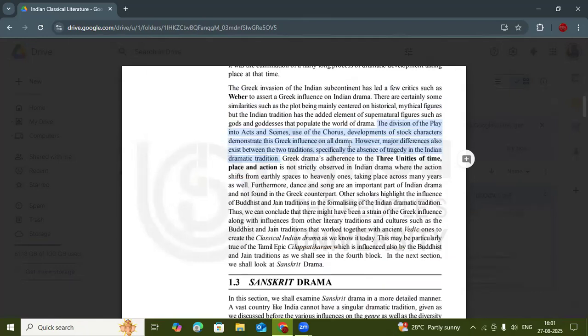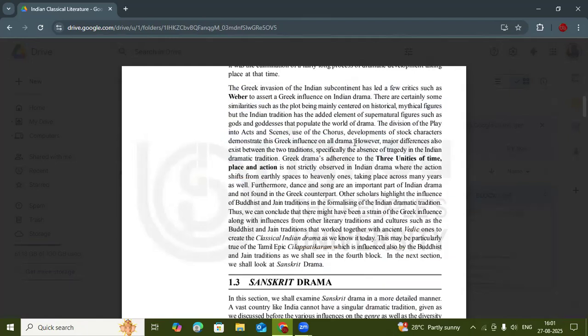So listen, some of the scholars are saying that Indian drama is greatly influenced by the Greek drama, but we are defending it. We are saying it's not exactly like that. What we are saying is there could be some influence. We are not completely denying the influence. But Indian drama is not fully influenced by the Greek drama.